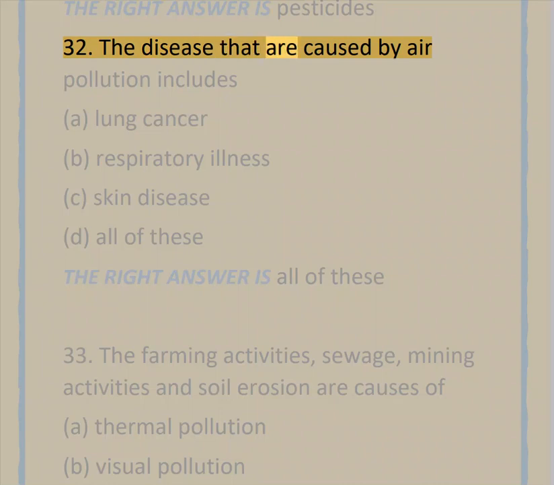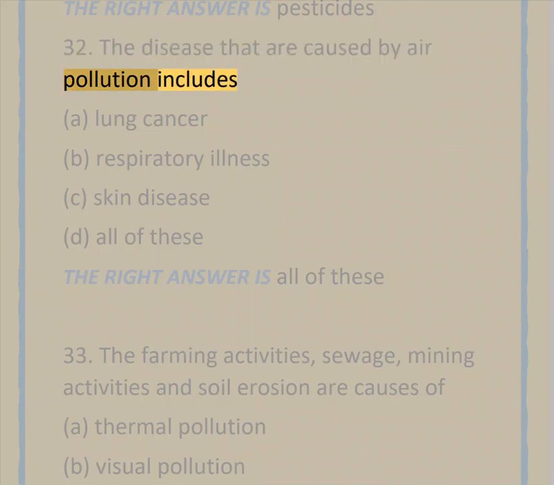32. The diseases that are caused by air pollution include A. Lung cancer, B. Respiratory illness, C. Skin disease, D. All of these. The right answer is all of these.